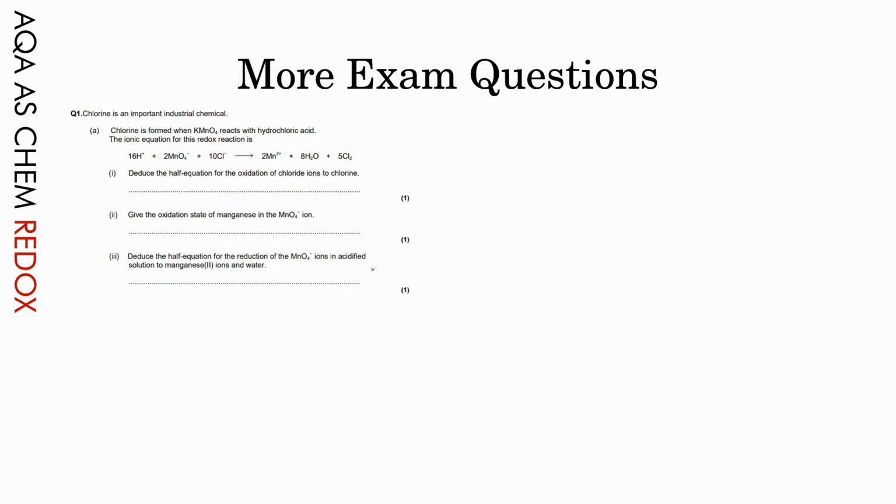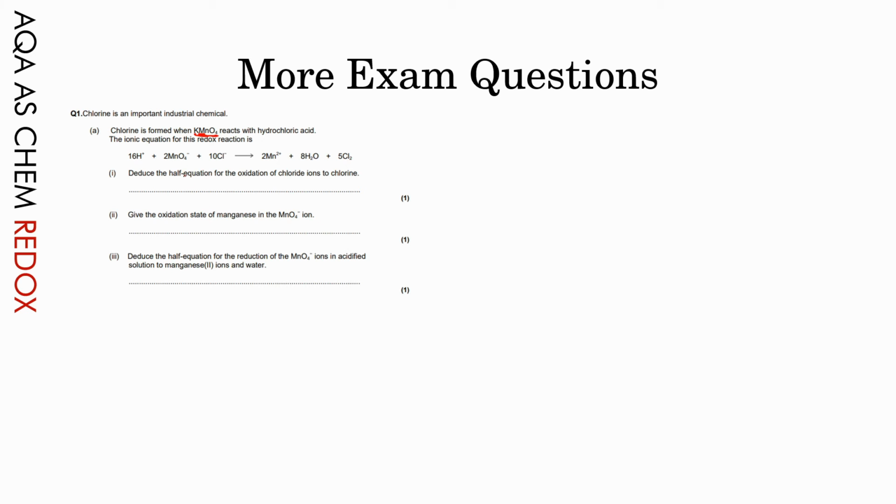This is one I found on Physics and Maths Tutor. It's like the first result from Google for redox reactions. So, okay, chlorine is formed when potassium manganate reacts with hydrochloric acid in this rather terrifying looking equation. But don't panic. It's not that bad. Let's look at the questions.